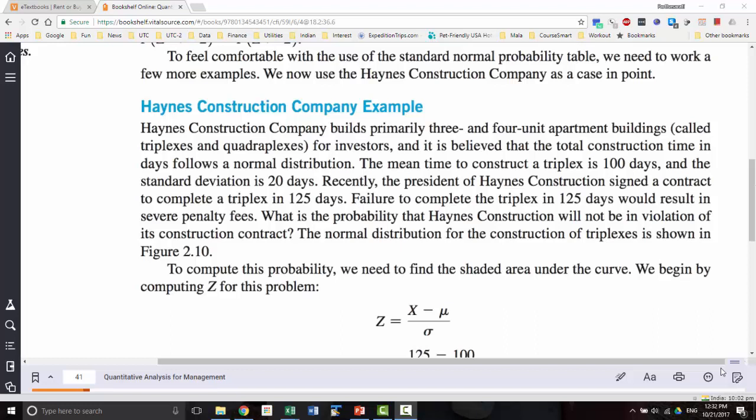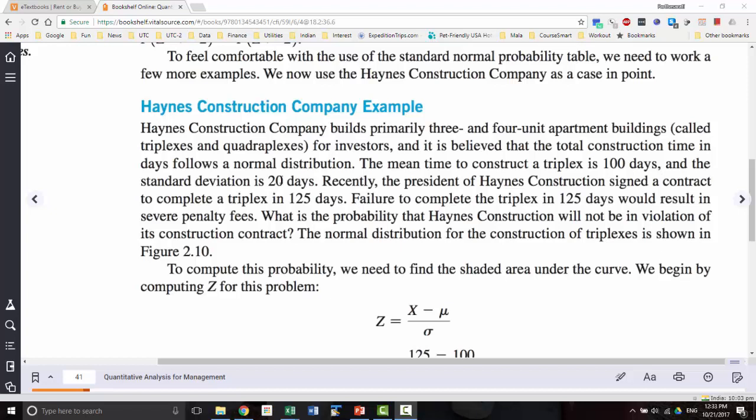Now let's look at an example of normal probability. It is a construction company that builds primarily 3 and 4 unit apartment buildings. The mean construction time in days follows a normal distribution, and we're given that the mean time to construct a triplex is 100 days and the standard deviation is 20 days.